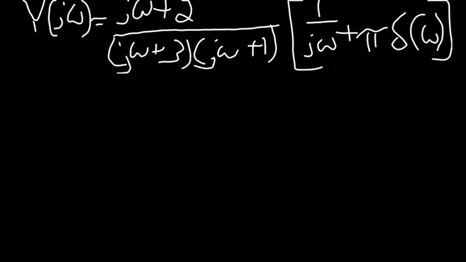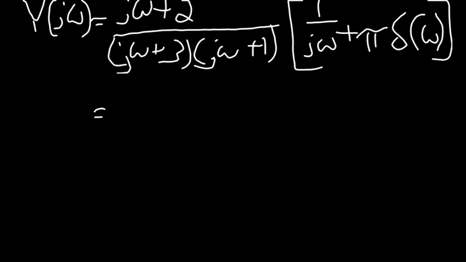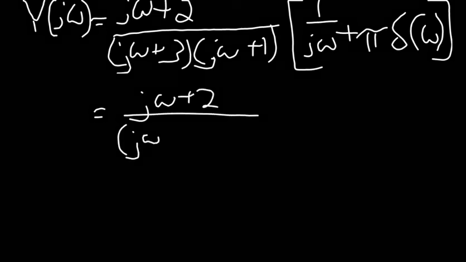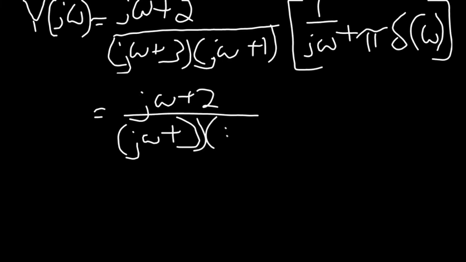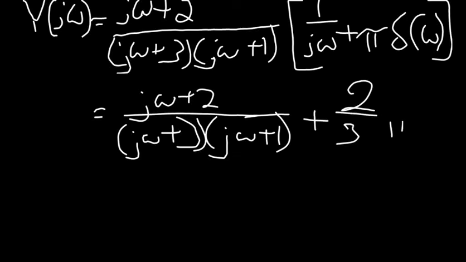Simplifying y of j omega from the last slide, we get j omega plus 2 over the quantity j omega plus 3 times j omega plus 1, plus 2/3 pi delta of omega. The reason for the 2/3 is because if you plug in where the delta function is defined, which is at 0, you get 2 over 3 times 1, which is 2/3.